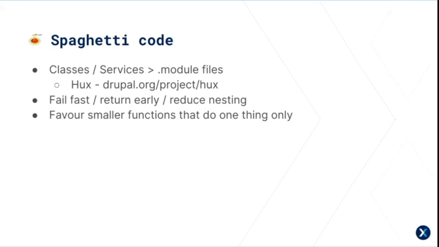To reduce nesting and make your functions a lot easier to read, you fail fast and return early, and favor smaller functions that do only one thing. So if you've got a 200-line function, maybe you should break that up into two or three or four or five functions. Just makes it a lot easier to read.